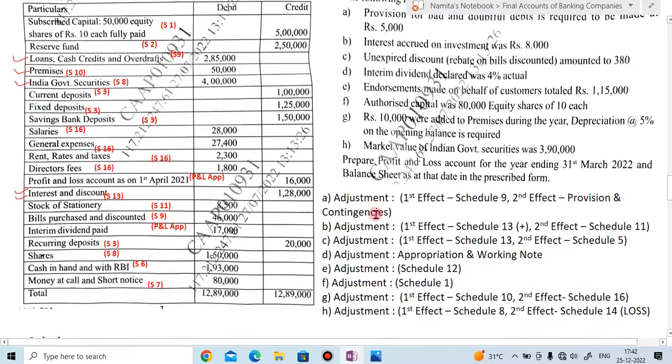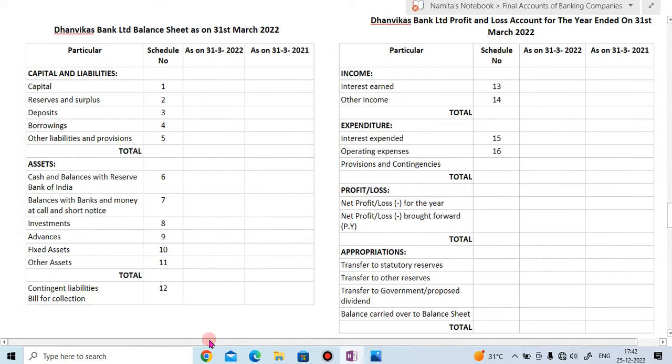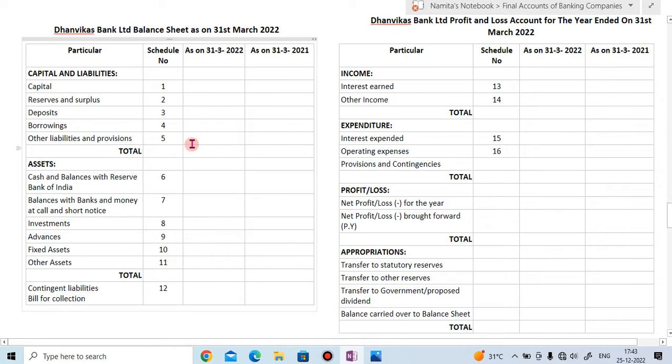So I will show you the format of the balance sheet and profit and loss account. So this is the format of the balance sheet. In this format, every banking company has to prepare the balance sheet. Then this is the format of the profit and loss account. According to this format, every banking company has to prepare the profit and loss account. Okay, so take a screenshot of this format, and this format is to be written in a proper sequence only. So you can see the balance sheet is in a vertical format.